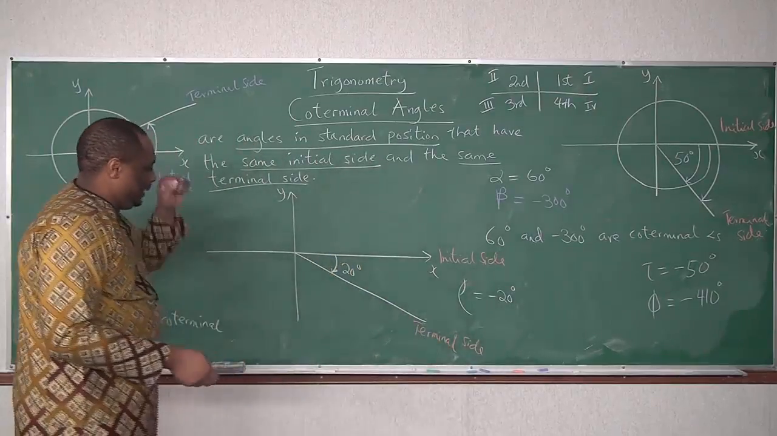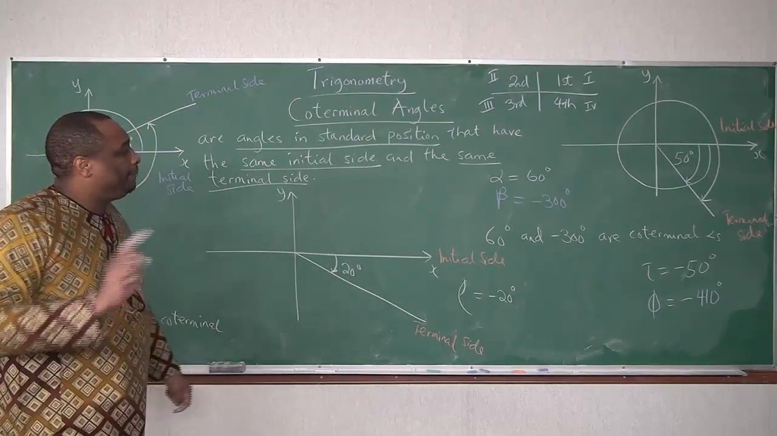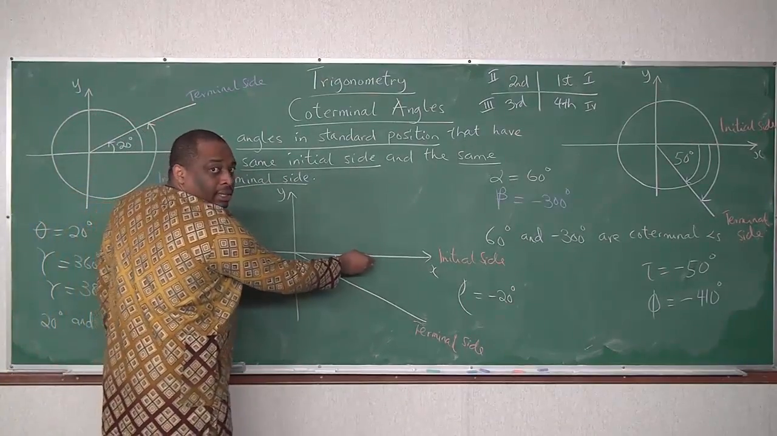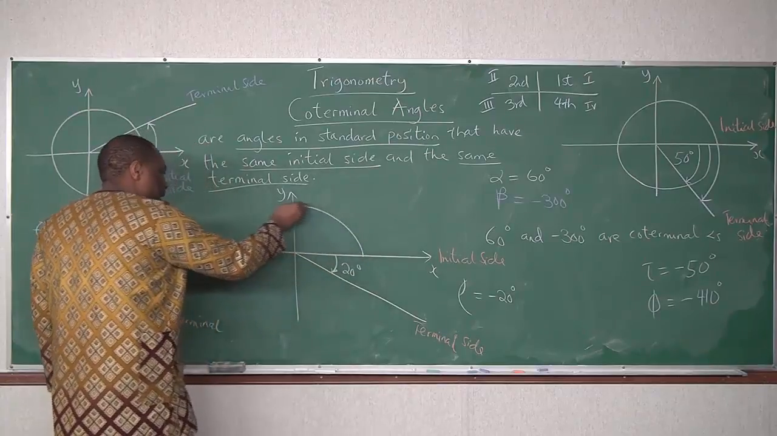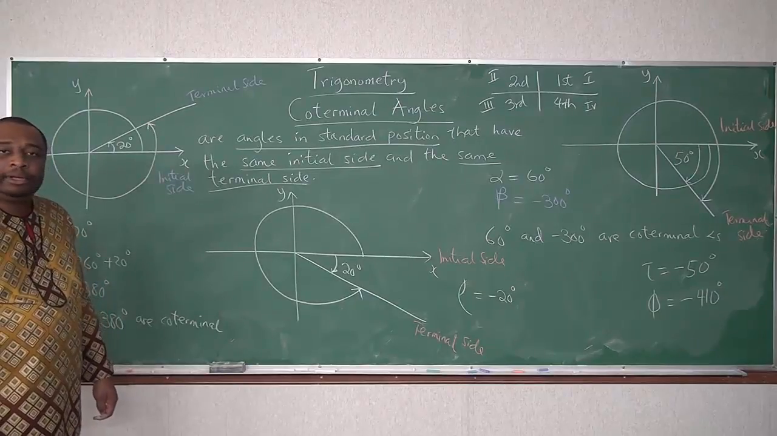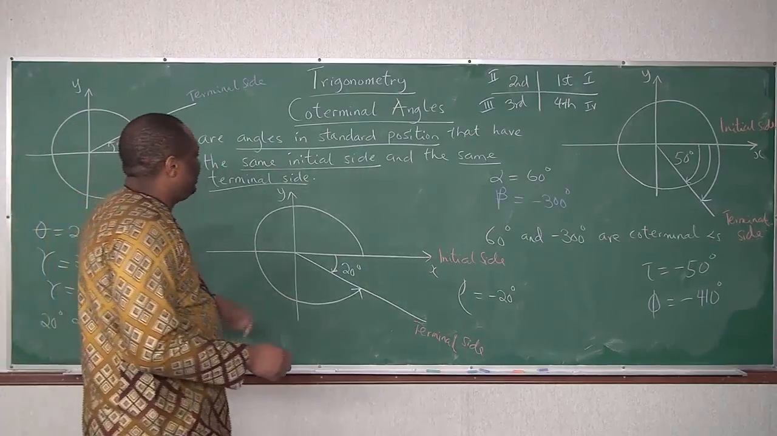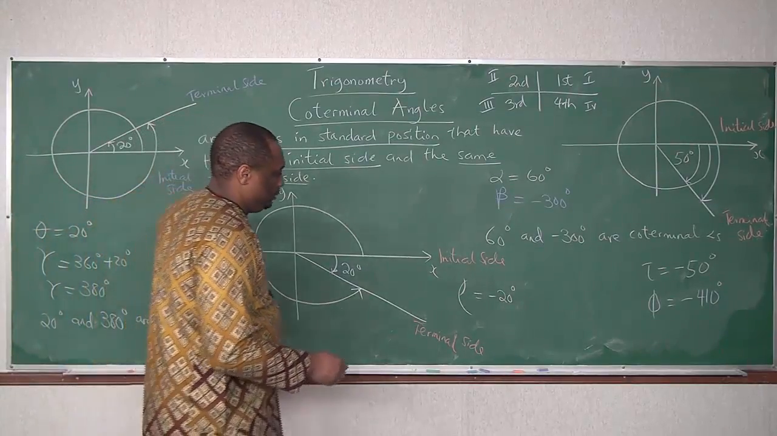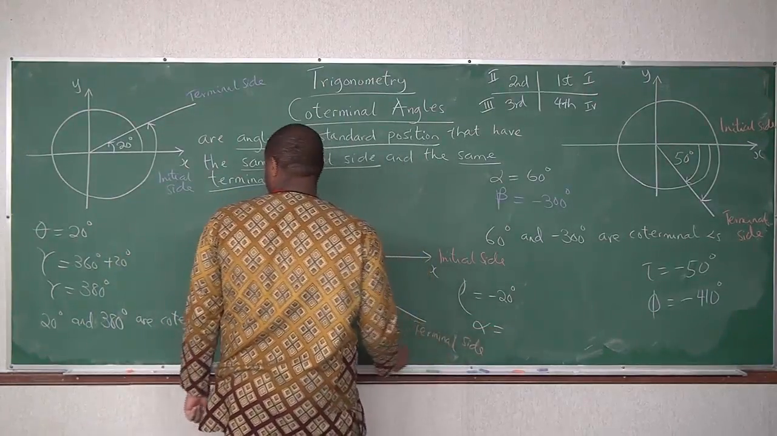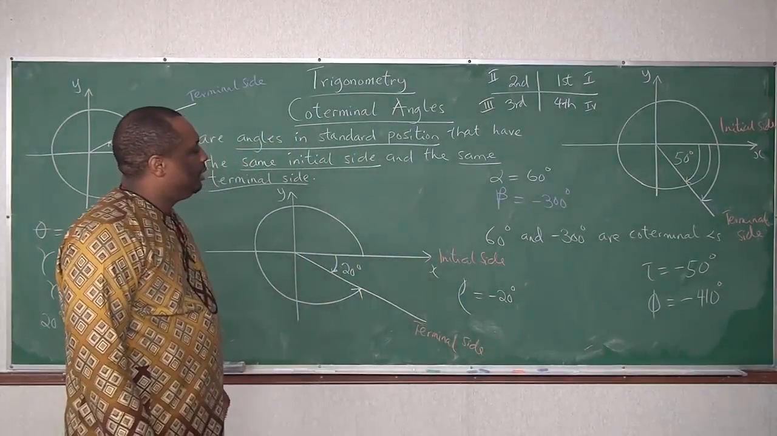Okay, if I want to get the coterminal angle, but I want it to be positive, I have to start from the initial side, because that's counterclockwise, which makes the angle positive. So let me call this alpha. Oh, I've used alpha. I've used alpha, beta, theta, rho.